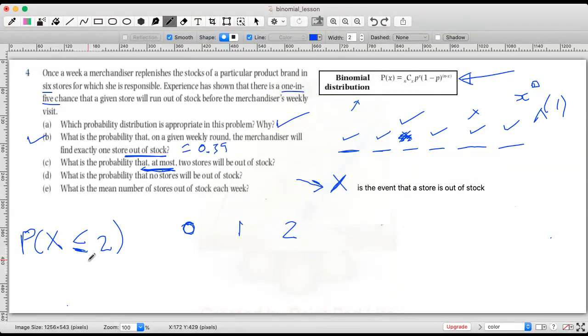Does that make sense, everyone? Anything unclear there? Did I lose anyone?